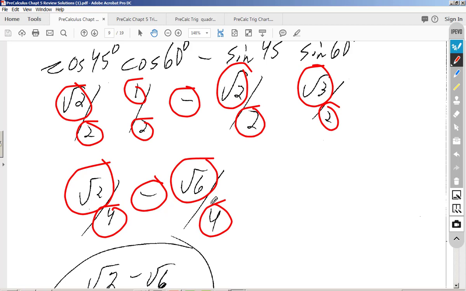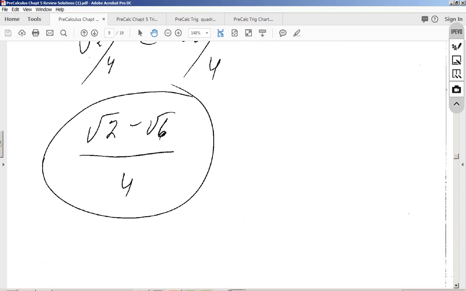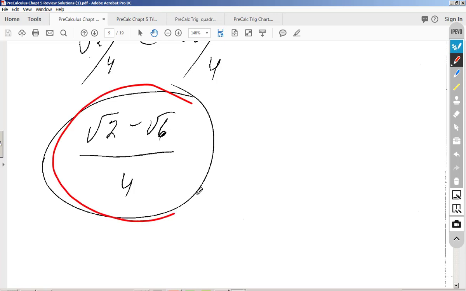Now I'm going to add my numerator and keep the same denominator. So when I add my numerator, I get the square root of 2 minus the square root of 6. Keeping that same denominator, that answer is 4.